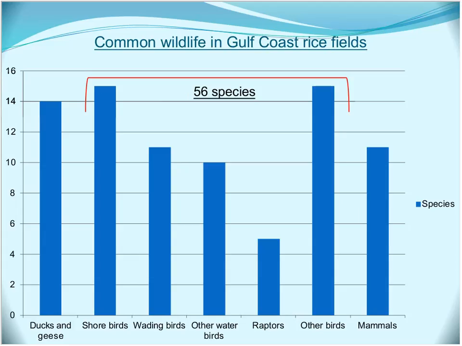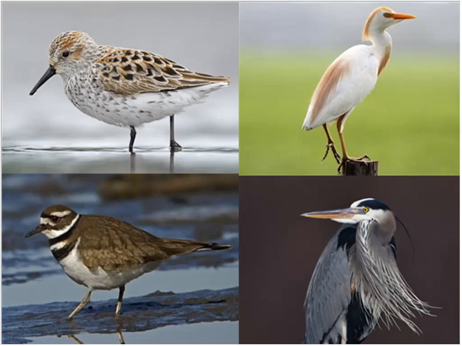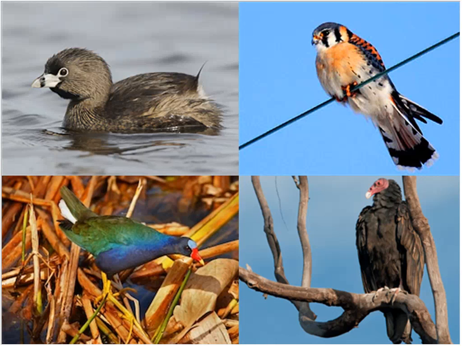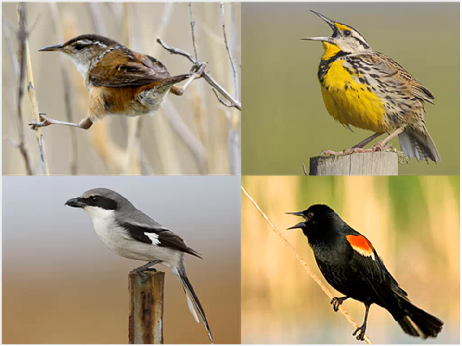And all sorts of, a whole variety of species: sandpipers, killdeers. These are egrets. Great blue herons are common in the rice field areas. Grebes, sparrow hawks, what I grew up calling a sparrow hawk, commonly found, and then wrens, red-winged blackbirds, meadowlarks, all are commonly found in and around these rice fields.